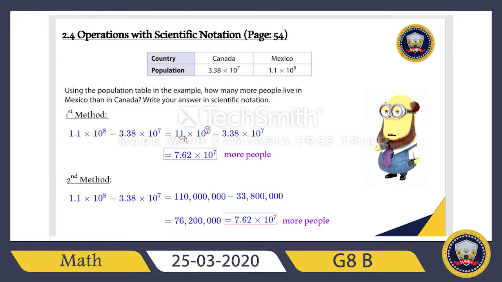If it happened that you made your subtraction and the number is not between 1 and 10, so first you need to convert it to a number between 1 and 10 and write the proper power here. So there are 7.62 times 10 to the power of 7 more people in Mexico than Canada.